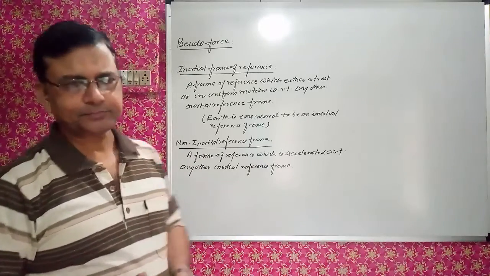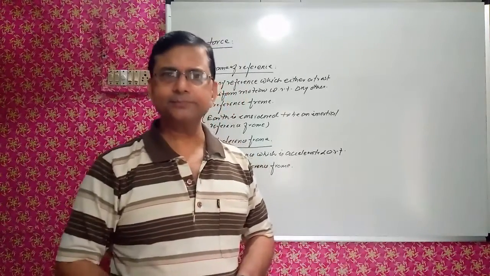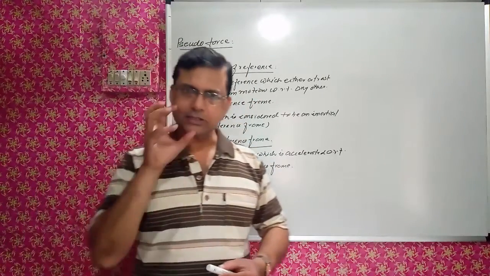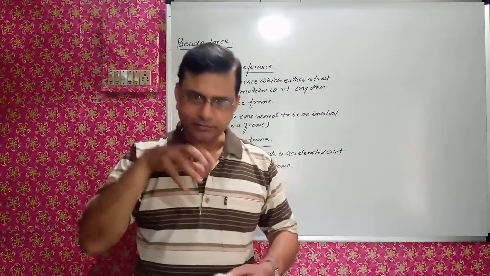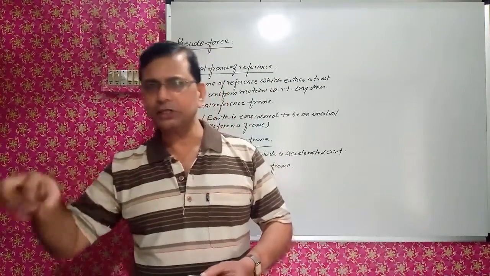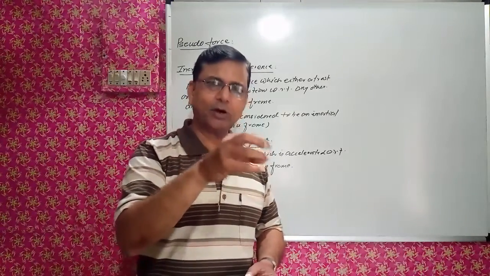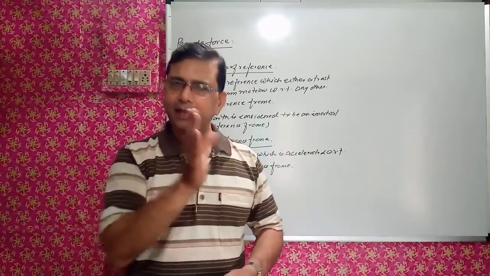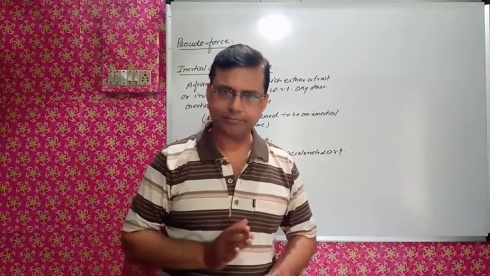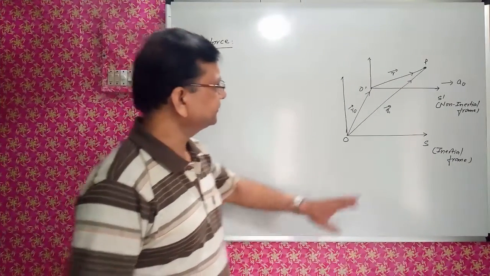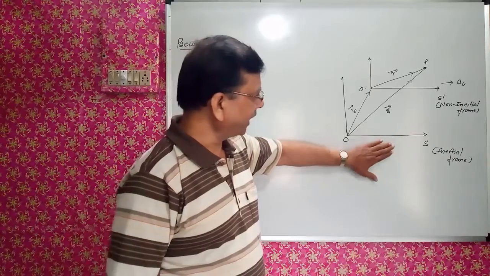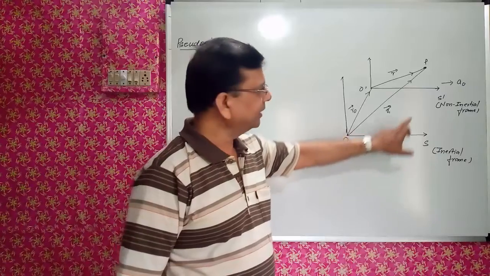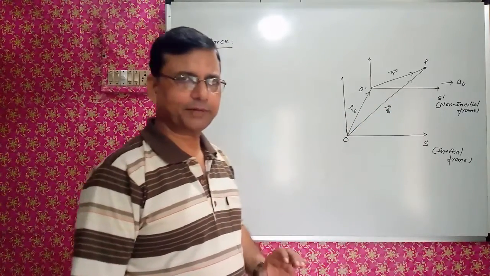For example, we can take a car moving with a certain acceleration. A person is standing on the earth, observing. Anything observed from the earth will be from an inertial reference frame. Any system observed by an observer in the car, which is accelerated with respect to earth, is in a non-inertial reference frame. Right? See, I have considered two frames, S and S dash. S is the inertial frame of reference and S dash is the non-inertial frame of reference.